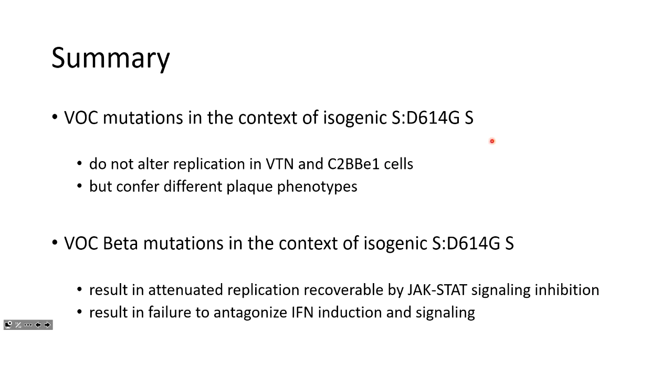It is not all about spike. The variant of concern mutations that are located outside of the variant of concern spikes did not alter replication in Vero or Caco-2 cells, but they did alter the spread through the cell sheet and altered cell-to-cell transmission. And particularly for Beta, this resulted in attenuated replication that was partially recoverable by JAK-STAT blockade. And overall, as a virus, this resulted in a failure to antagonize the interferon response and replicate in the presence of an interferon response.